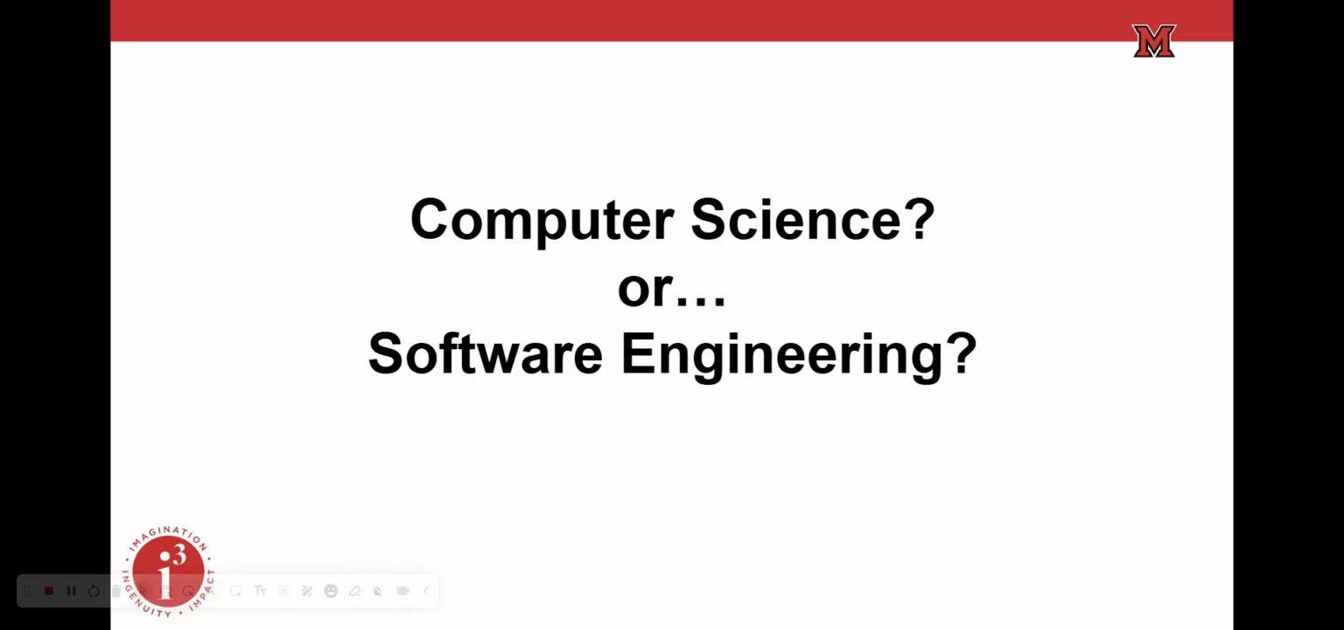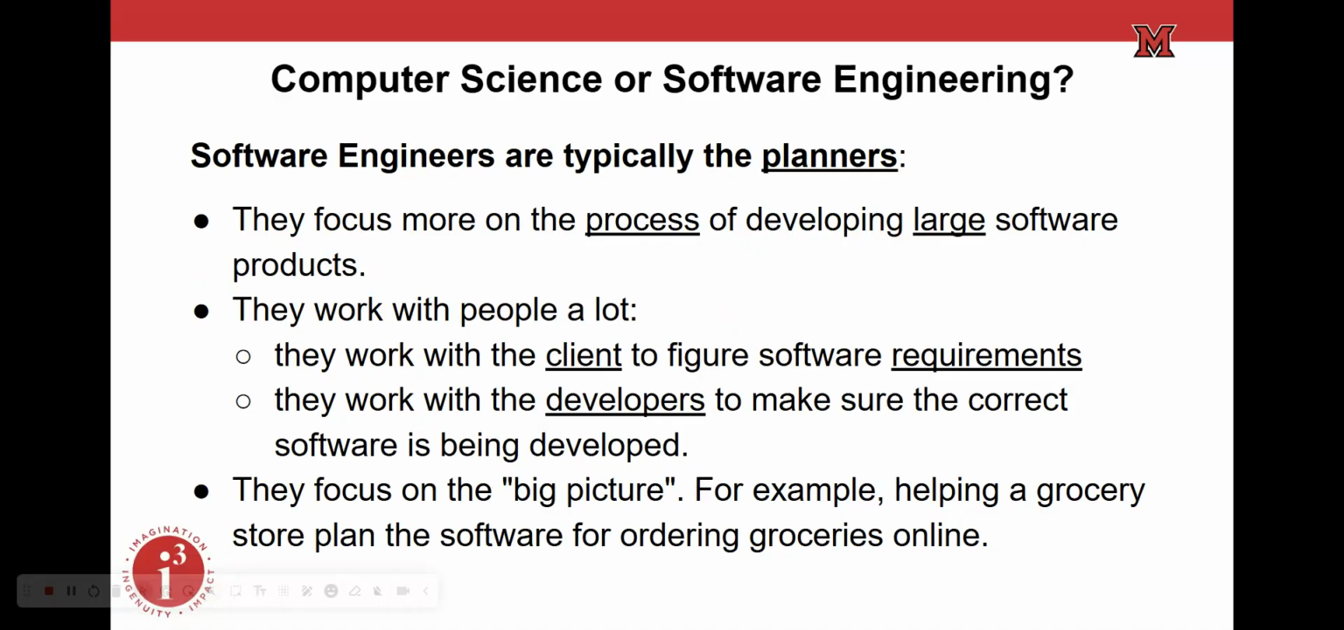So, computer science or software engineering? Software engineers are typically the planners. They focus more on the process of developing large software products. They work with a lot of people. They work with the client to figure out software requirements. They work with the developers to make sure the correct software is being developed. They focus more on the big picture. For example, helping a grocery store plan the software for ordering groceries online.